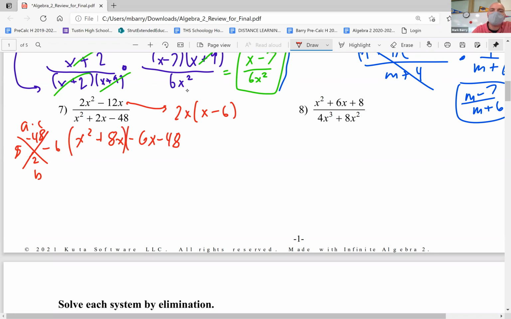Now we'll do our grouping here. First group, we can take out an x. This leaves me with x plus 8. The second group, we can take out a negative 6, which leaves me with x plus 8. So we have x minus 6 times x plus 8.